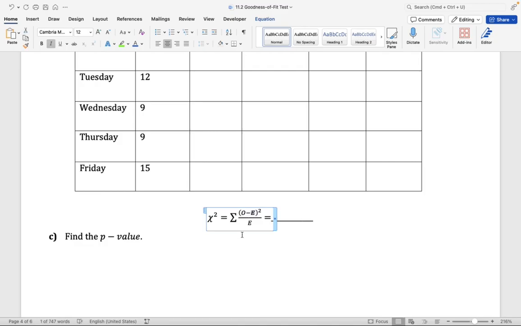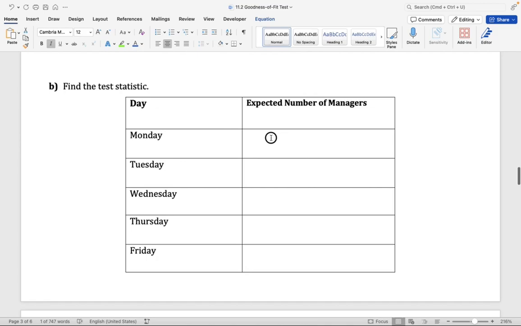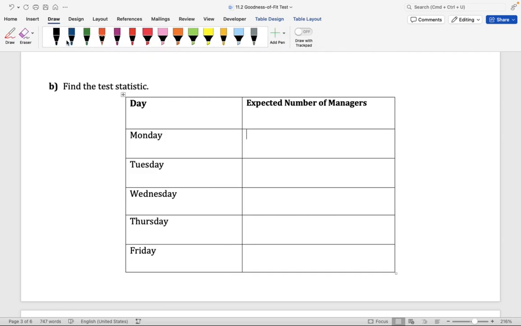We need to find E. That is going to be our first step when finding the test statistic: finding the expected value for each category. Again, here the categories are Monday, Tuesday, Wednesday, Thursday, and Friday. And let me remind you that for this problem, our sample size is equal to 60. So if your sample size is 60, how many of those 60 are you expecting to see on Monday?